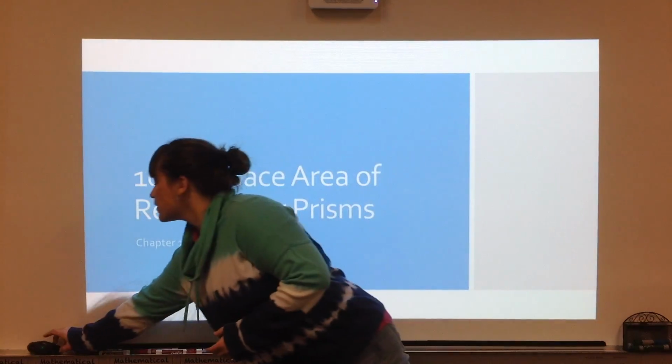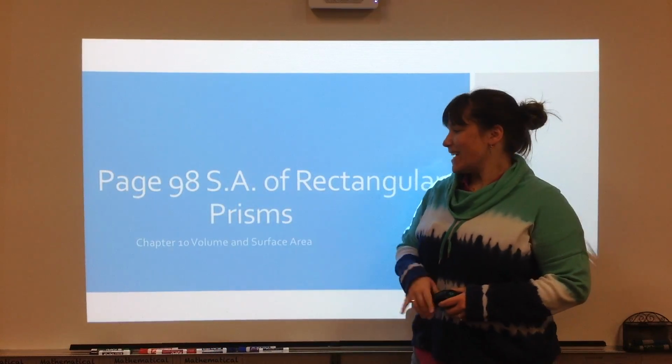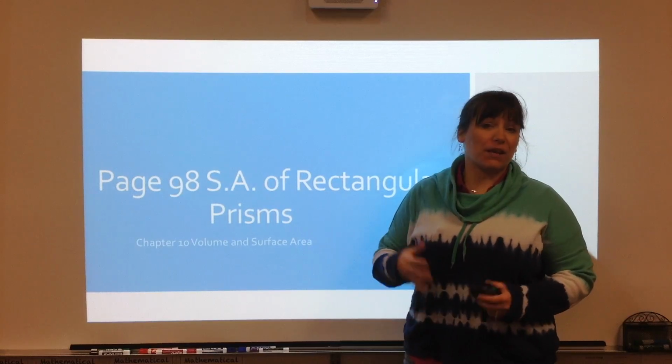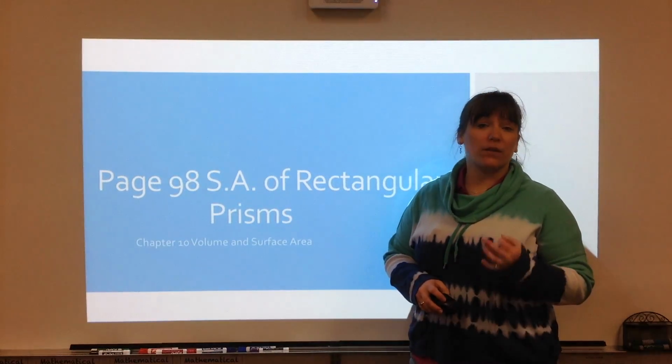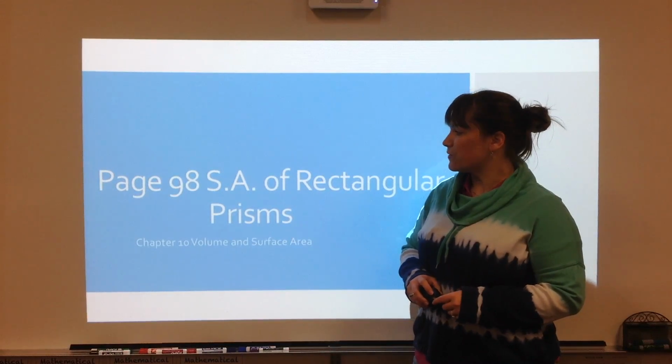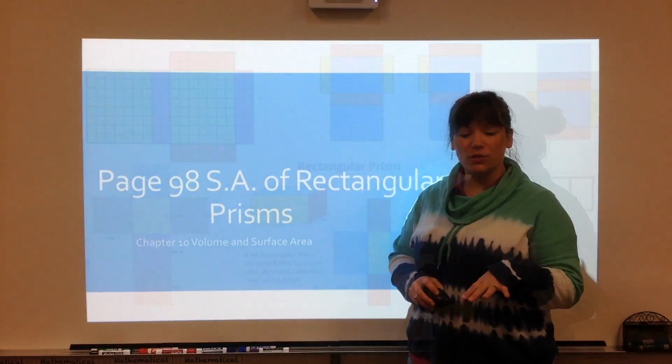Please fill out your table of contents. I'm on page 98. You can just do SA for surface area to save some space, but it is going to be a rectangular prism, so make sure you fill that out and fold your note sheet.